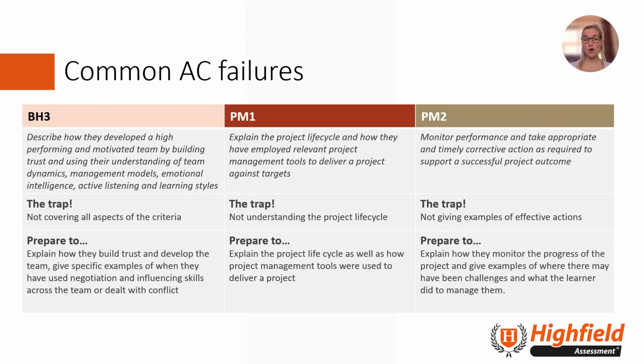So let's look at those common assessment criteria failures in more detail. BH3, describe how they have developed a high-performing and motivated team by building trust and using their understanding of team dynamics, management models, emotional intelligence, active listening, and learning styles. Now, the trap here is that learners are not covering all aspects of that criteria. They should prepare to explain how they build trust and develop the team, give specific examples of when they have used negotiation and influencing skills across the team or dealt with conflict.